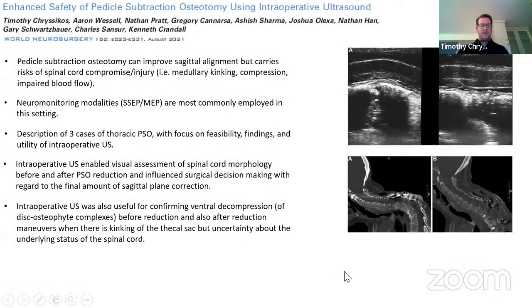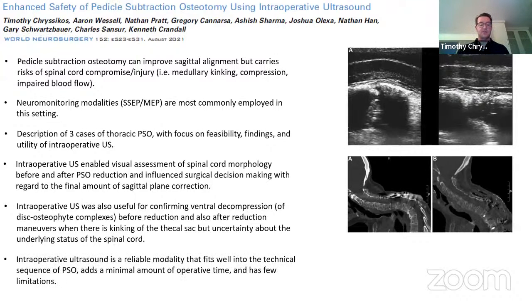But also after the reduction, and I'll show this on the next slide, almost invariably you're going to see some kinking of the thecal sac. Unless you can see through the dura, there's going to be some uncertainty about the underlying status of the cord. So we concluded it's a reliable modality that fits well into the technical sequence of PSO, with a minimal amount of additional operative time and few limitations.